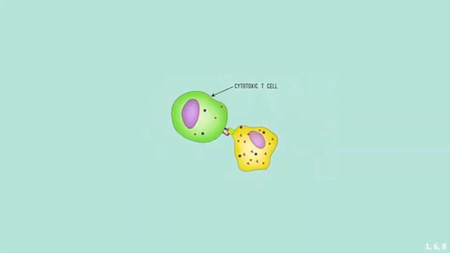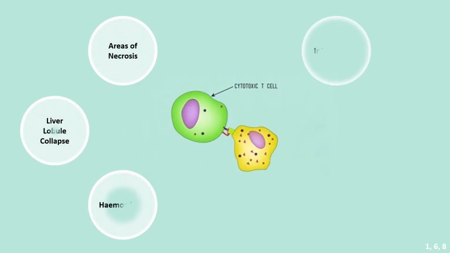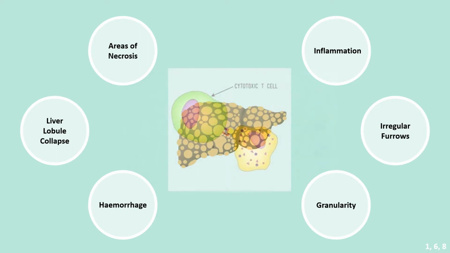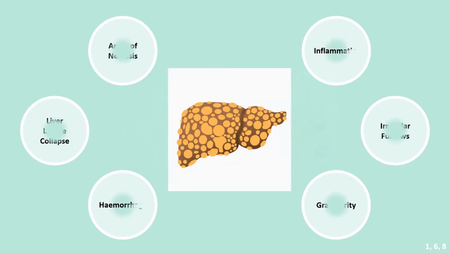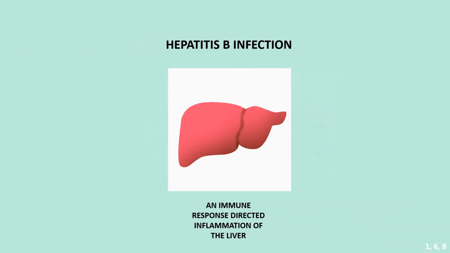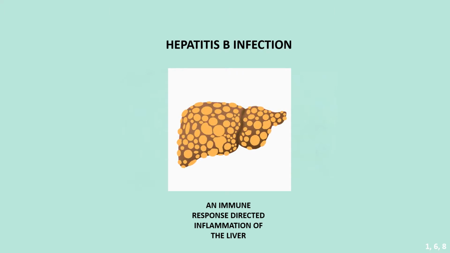In general, there are areas of necrosis and collapse of liver lobules, seen as areas of inflammation resulting in hemorrhage, irregular furrows, and granularity. As a result of the cellular damage, the liver is unable to function properly. The severity of infection relates to the immune system's ability to clear the virus. If clearance is delayed, a chronic, persistent hepatitis can occur. A poor response can lead to chronic hepatitis with ongoing hepatocellular damage and liver remodeling, with consequences of cirrhosis and potentially hepatocellular carcinoma.